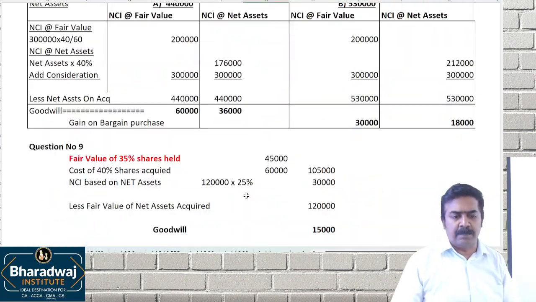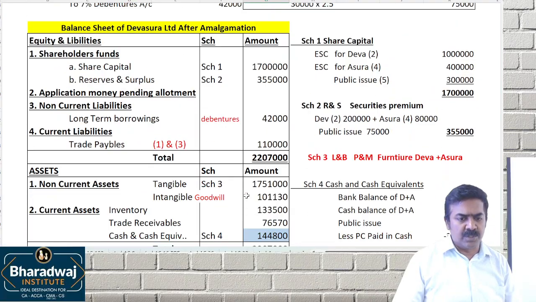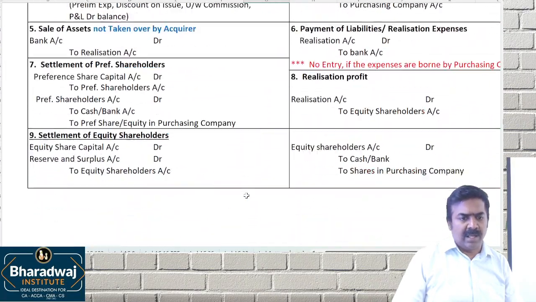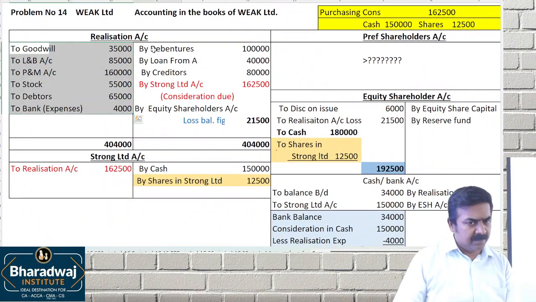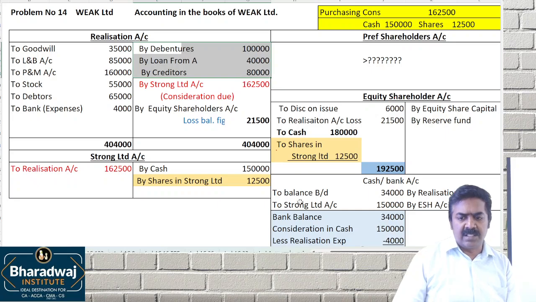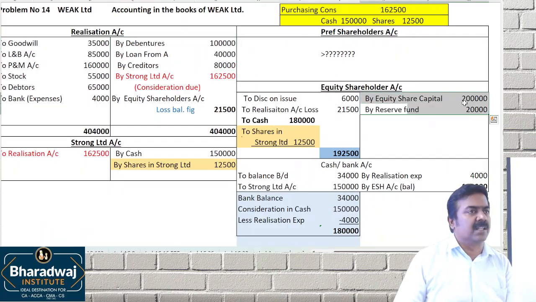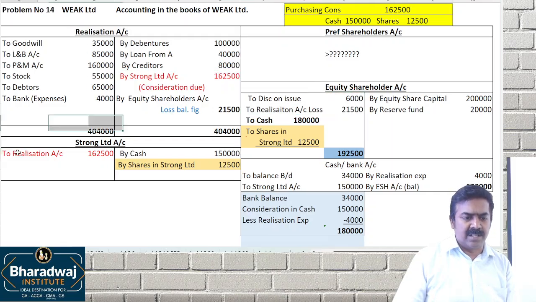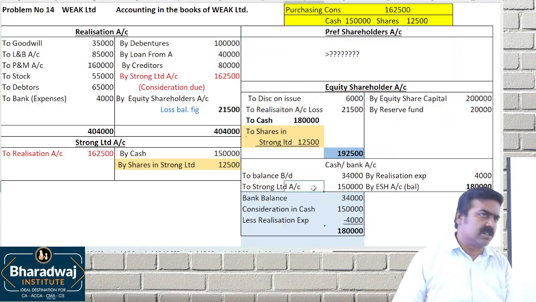In the books of selling company, we prepare standard 4 ledger accounts. What are the 4 ledger accounts we prepare? Realization account, equity shareholders account, and which one? Preference shareholders account, like that we prepare. We transfer assets, we transfer liabilities. Reserves and surpluses transfer to whom? Equity shareholders. We had seen Strong Limited, Weak Limited, that question. Discounts and losses are transferred to equity shareholders. Record the consideration due, get the consideration. First settle the preference shareholders, then at the end settle whom? Equity shareholders. That also we had seen.